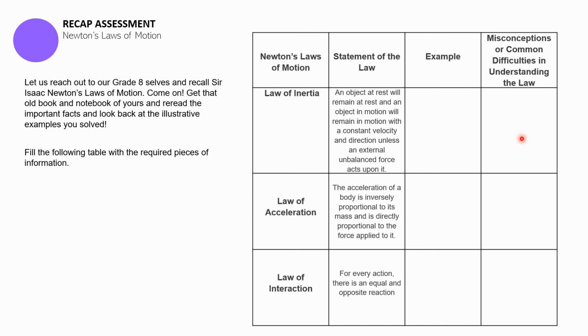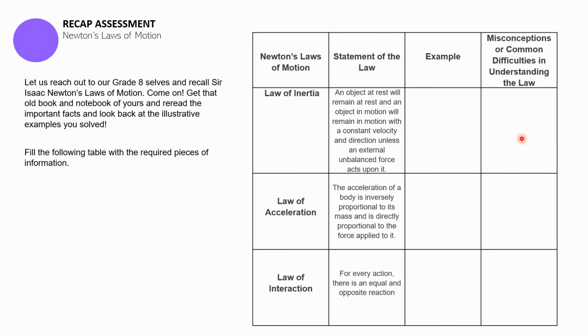And then for the second law, it's the law of acceleration. It states that the acceleration of a body is inversely proportional to its mass and directly proportional to the force applied to it. Say, for instance, an empty tricycle where the only one aboard is the driver is lighter. If it's going to change its velocity from one velocity to another, that means to accelerate, it's easier because it's lighter. It requires just that amount of force.